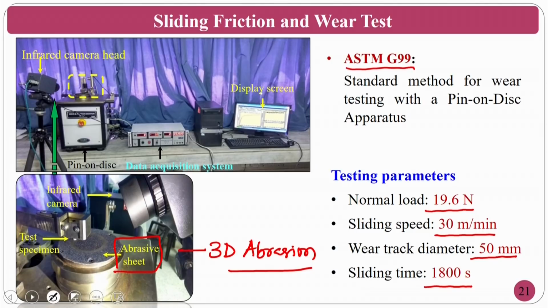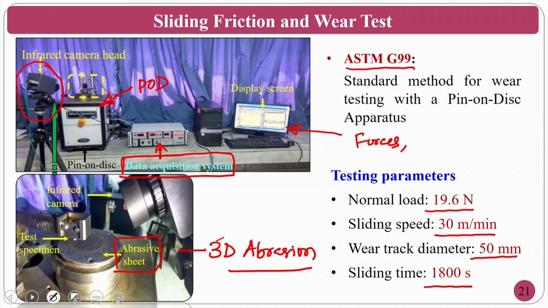Okay, so if you see the setup, how to measure, this is the pin on disc, this is the POD, pin on disc setup, and this is called data acquisition. You can see this is the data acquisition system. Okay, so now the data acquisition will give to the CPU and computer. However, we can also measure with the infrared camera what the temperature generation is and all those things. This is the infrared camera that is also attached. This display will give me the forces.